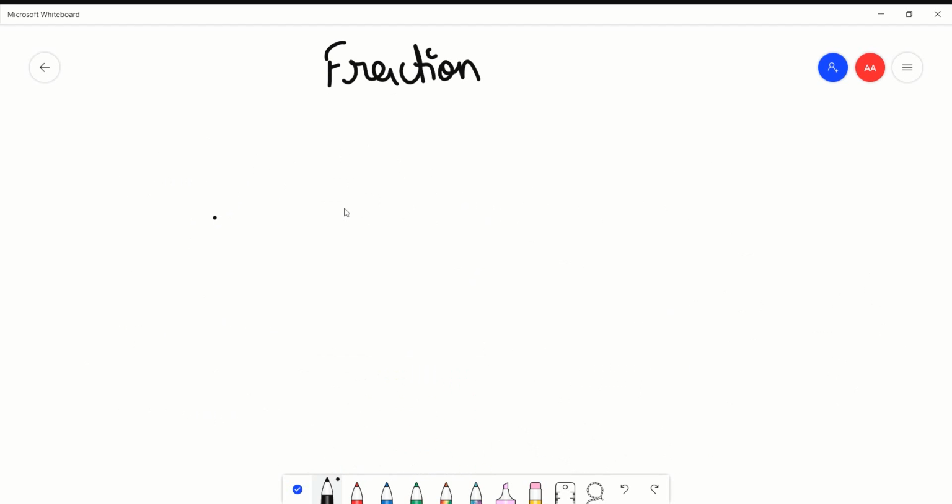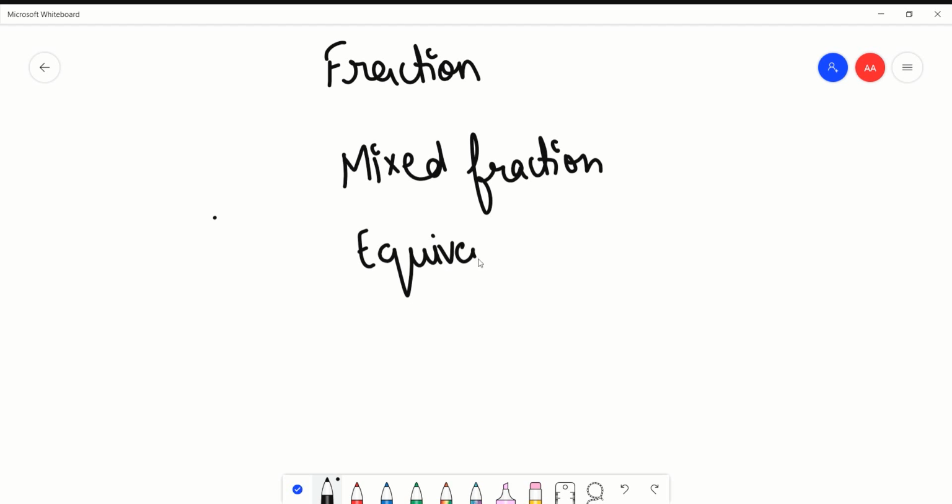That's it for today. In the next class, we will be studying about mixed fractions and equivalent fractions. I hope you have understood the basics of fractions and how they are written, what is a numerator and denominator.